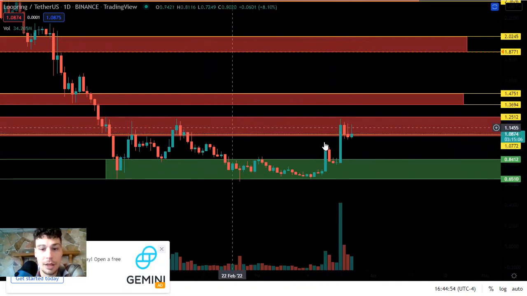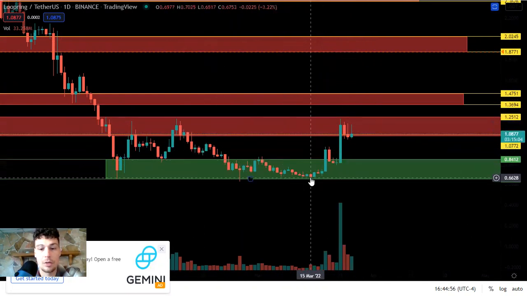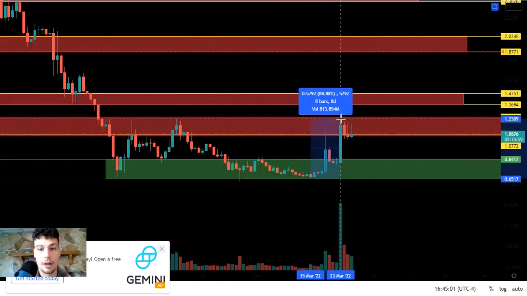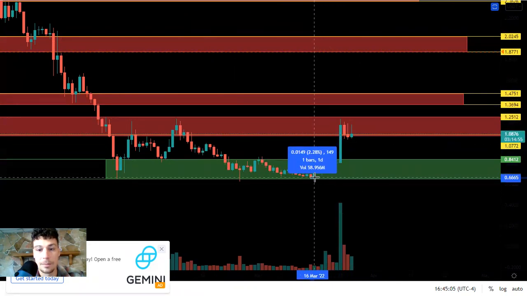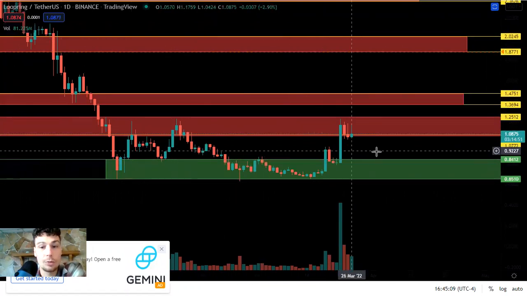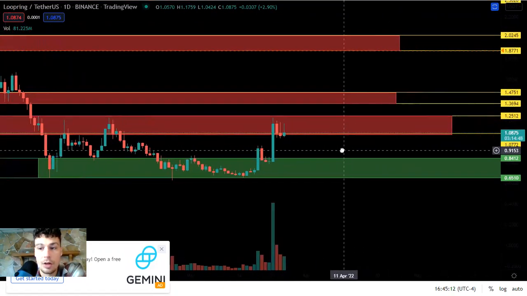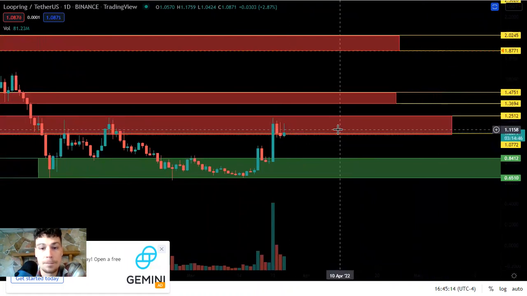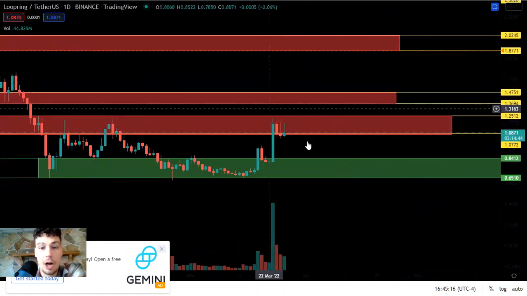Now it looks pretty good to me. It's had a nice little rally. Let's go ahead and take a look here. Recently, it went up about 88%, almost 90% in a few days. So that's really nice to see. There's definitely some attention right now on LOOPRING, and it is trending a little bit. So essentially, I'm going to give you guys the main supply zones that you need to be cautious of.